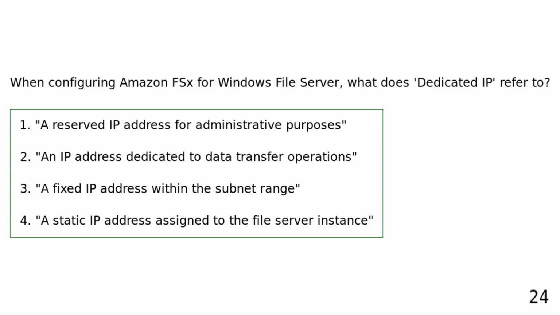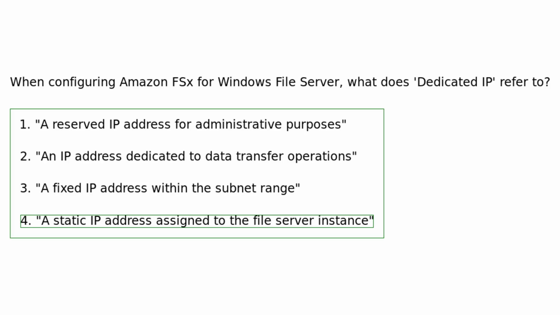When configuring Amazon FSx for Windows File Server, what does dedicated IP refer to? A reserved IP address for administrative purposes. An IP address dedicated to data transfer operations. A fixed IP address within the subnet range. A static IP address assigned to the file server instance. A dedicated IP in Amazon FSx for Windows File Server refers to a static IP address assigned to the file server instance.